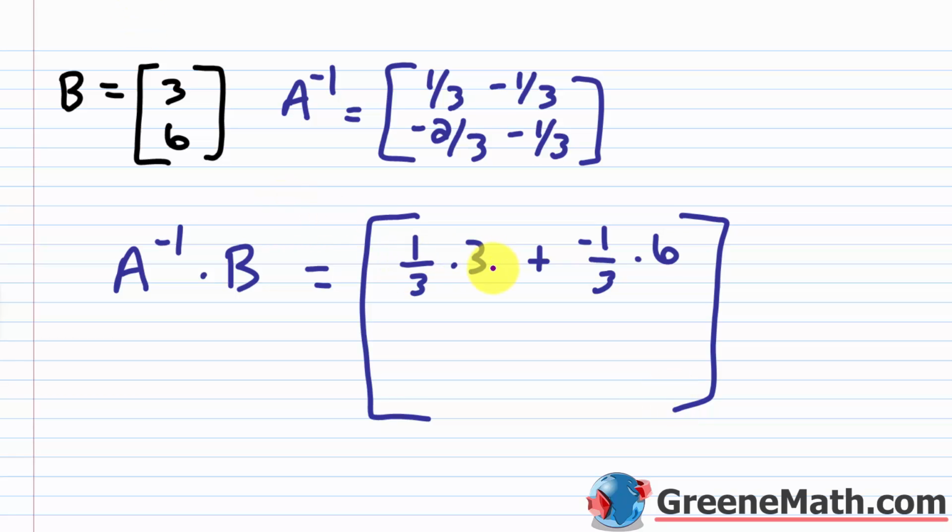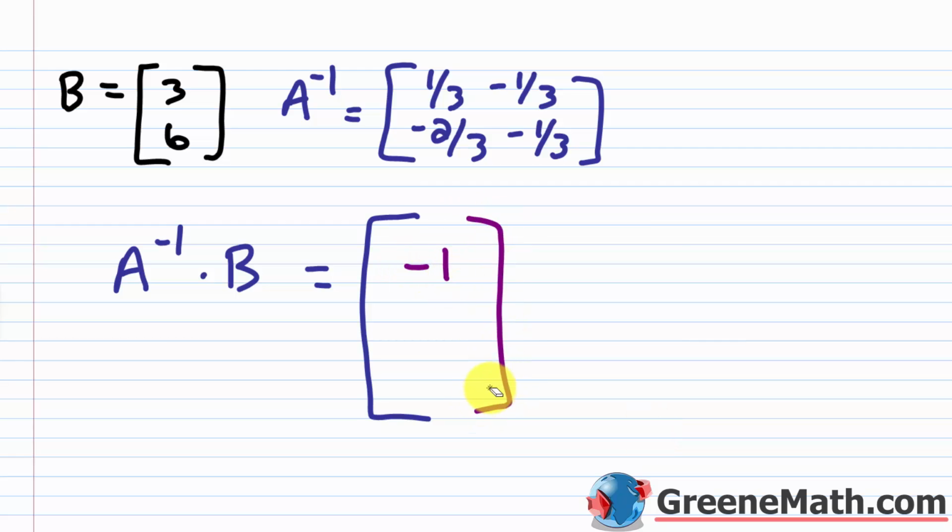1/3 times 3 is 1. And then you have negative 1/3 times 6. This cancels with this and gives me 2. Negative 1 times 2 will be negative 2. So this is negative 2. So what's 1 plus negative 2? That's negative 1. So this is negative 1.